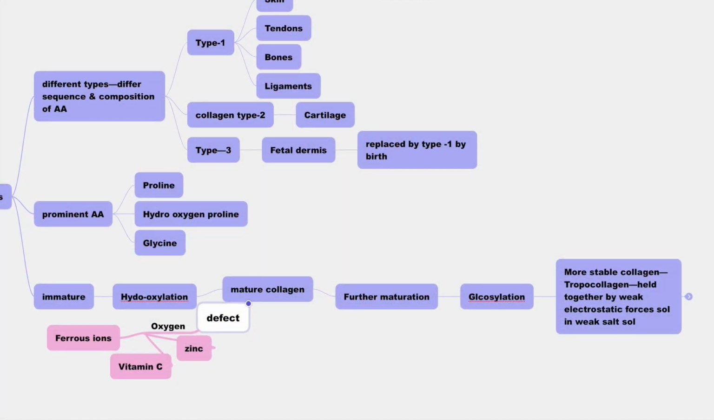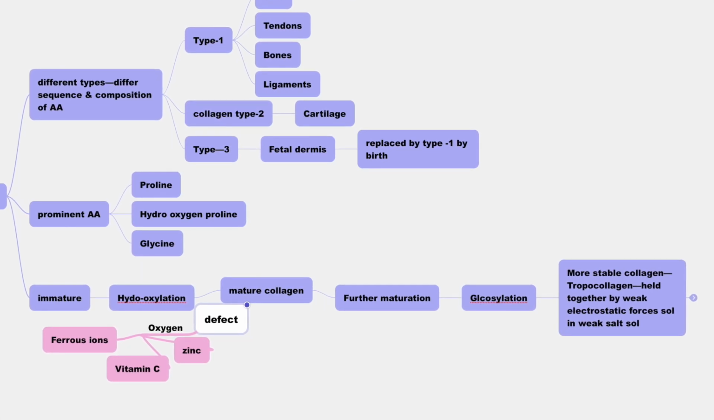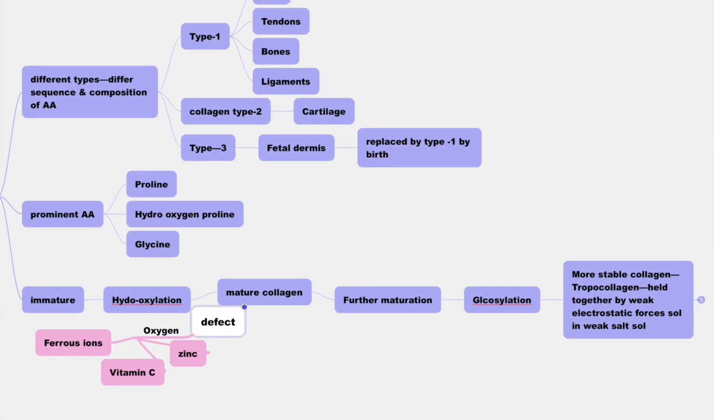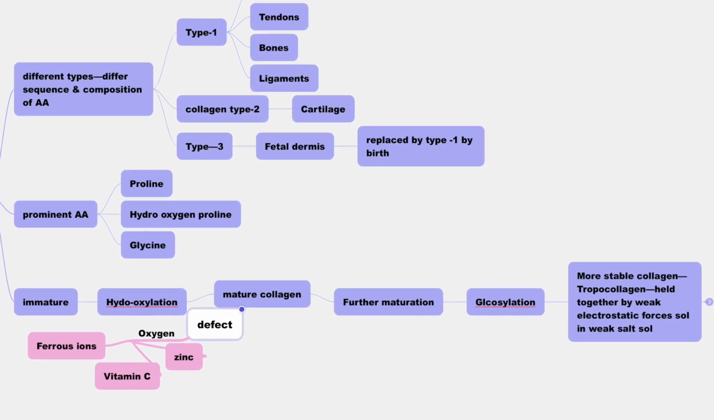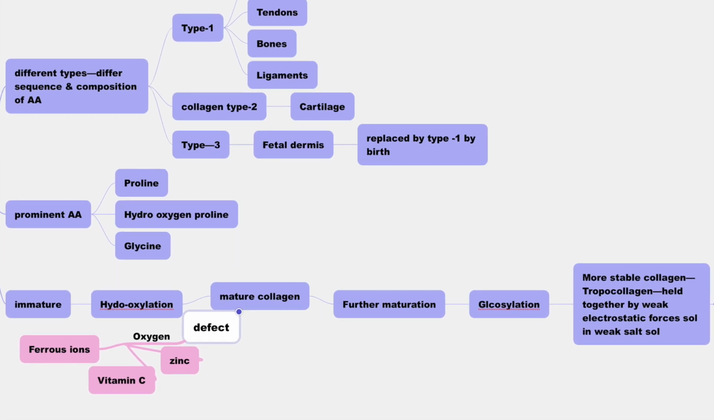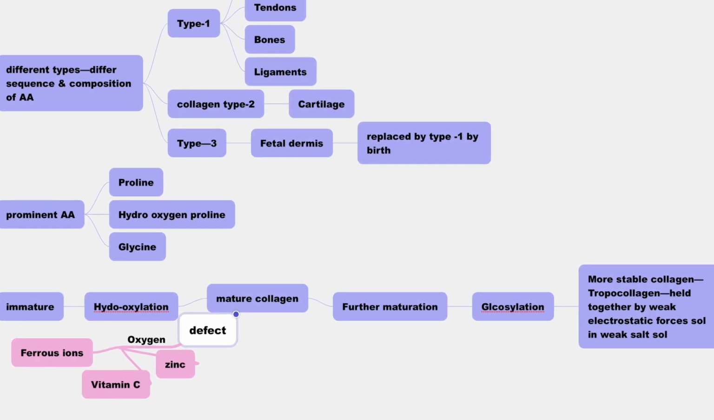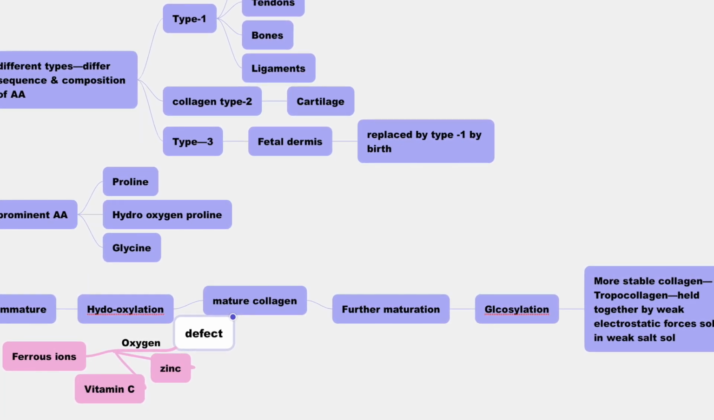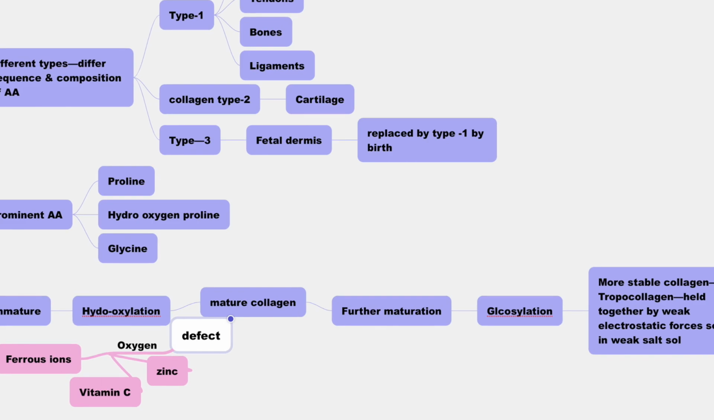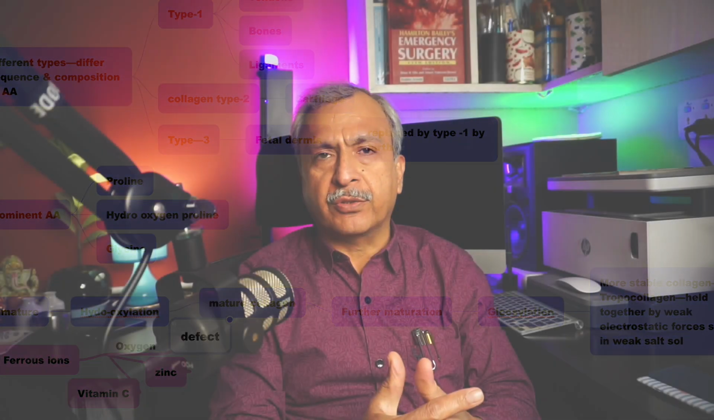Whenever collagen is deposited in the healing area, first there is immature collagen. That immature collagen undergoes hydroxylation. Hydroxylation is catalyzed by ferrous ions, zinc and vitamin C. This hydroxylation then leads on to glycosylation into tropocollagen, which is a more stable form, and further stabilization takes place, which causes the interlinking of the matured collagen fibers. Now you can say the framework has been laid down by the collagen fibers.